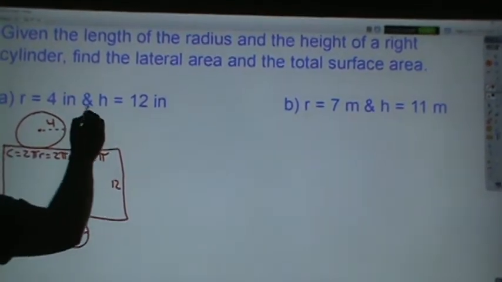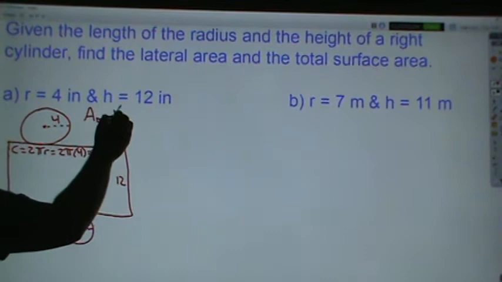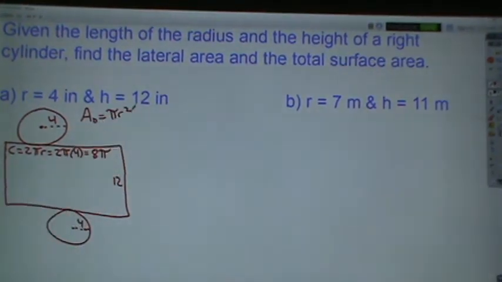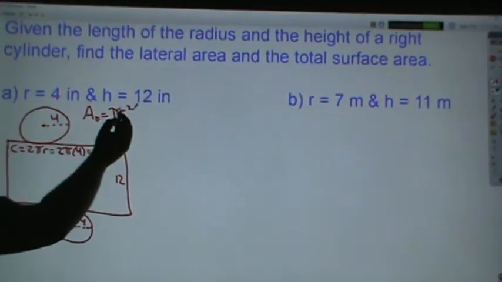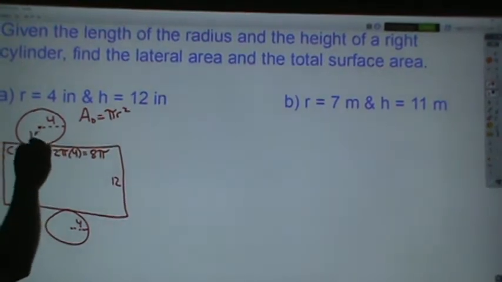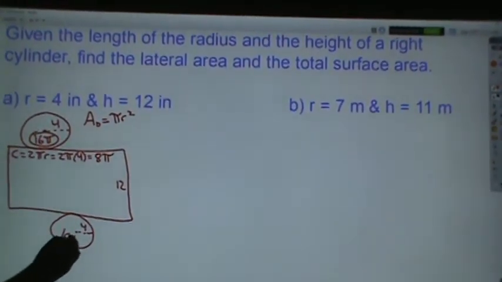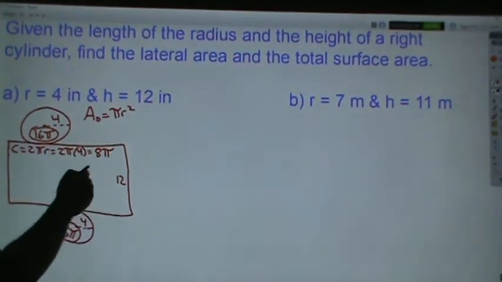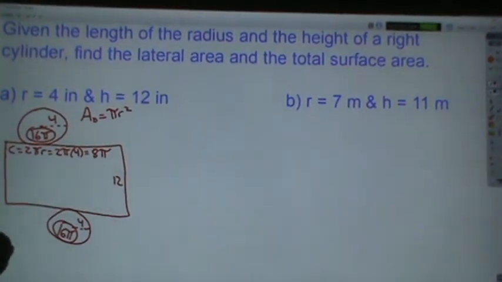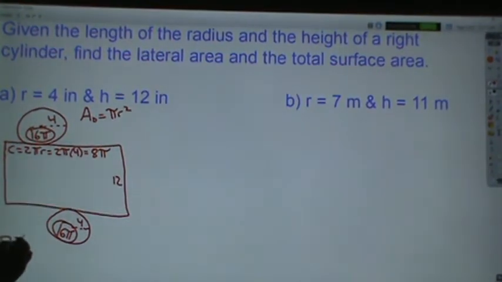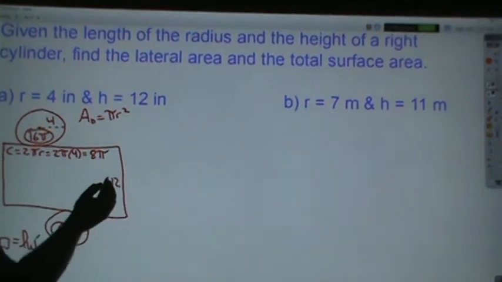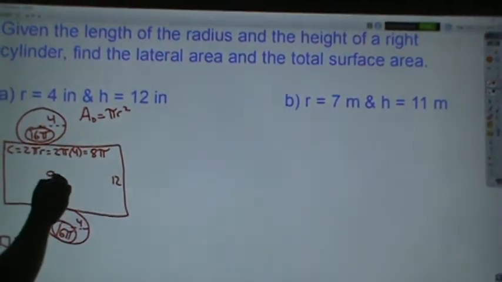To get the area of a circle, we use pi r squared. So when I take 4 and square it, that'll be 16. So I have 16 pi right here. And then I also have 16 pi for this circle. The area of the rectangle can be found using length times width. So I have 12 times 8 pi, that's 96 pi.